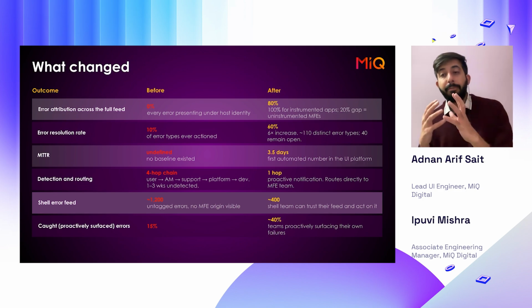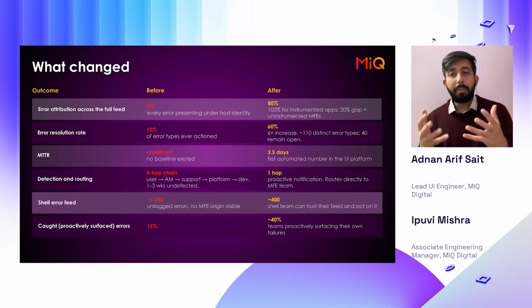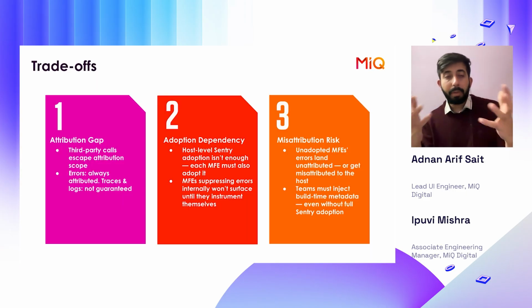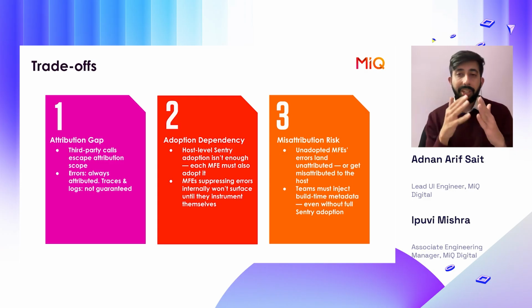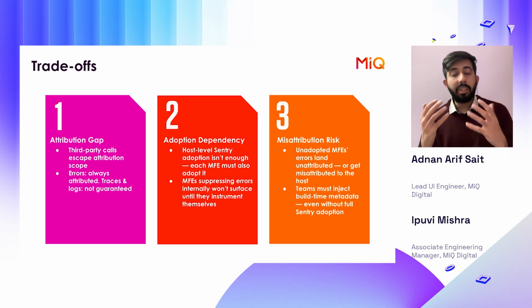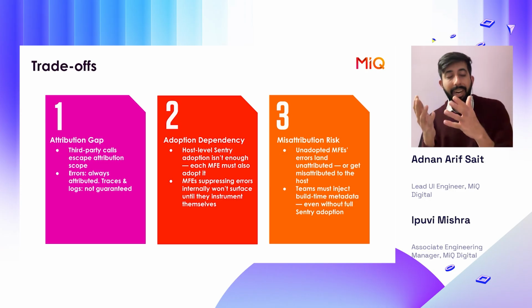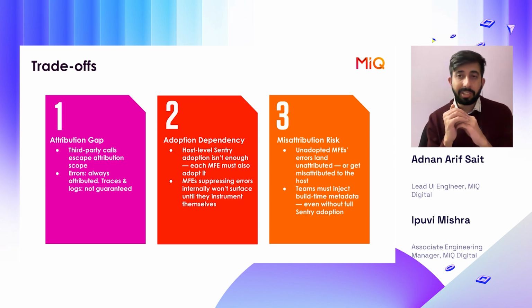All of these wins have been major for us, but there are some trade offs that still exist simply because of the architecture. The big one still remains attribution. Although we did say that we were able to get 100% attribution on errors, traces and logs are a little more nuanced. Any kind of traces or logs generated by third party applications are not scoped. This is because we do not change their source code and add that tagging explicitly.